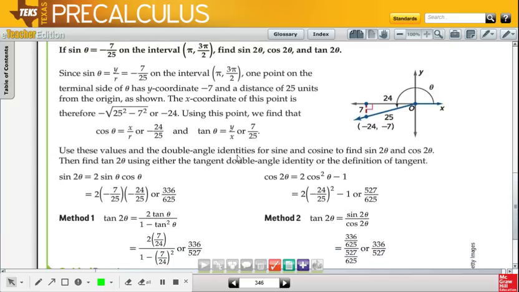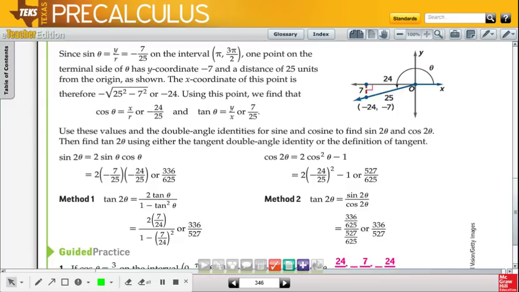So it's going to talk about using these values and the double angle identities for sine and cosine to find sine of 2 theta and cosine 2 theta. Then find tangent 2 theta using either the tangent double angle identity or the definition of tangent. So again, the definition of tangent, that was from 4.1, meaning y over x, or you could also use the quotient identity from 5.1.